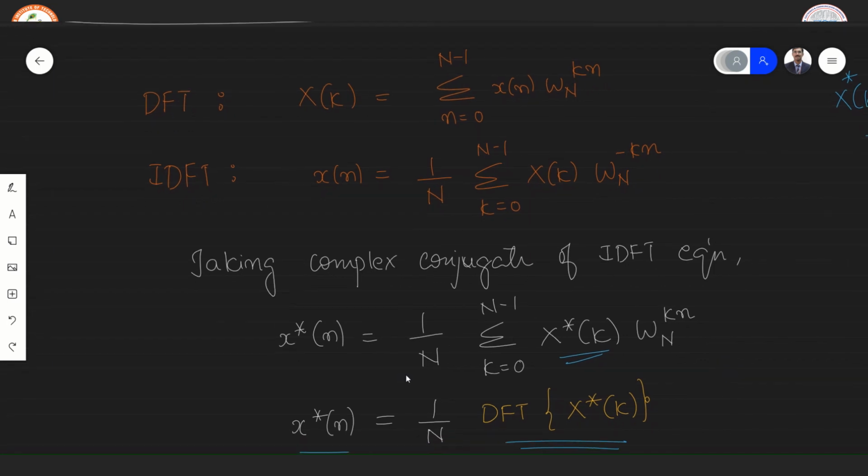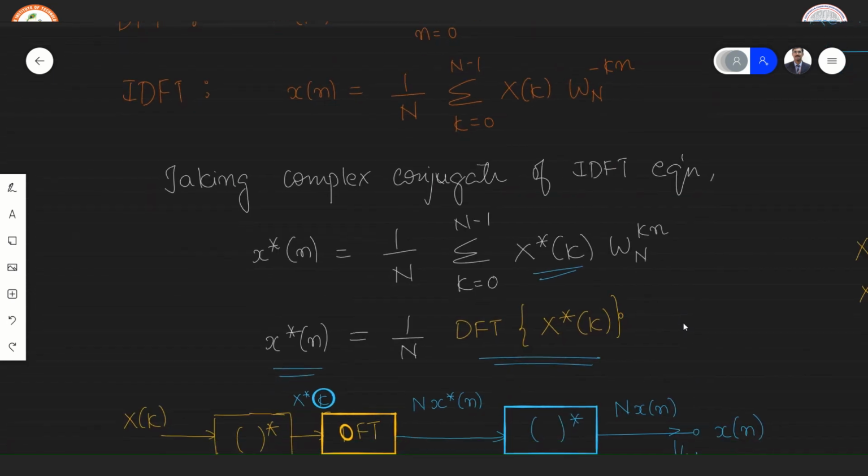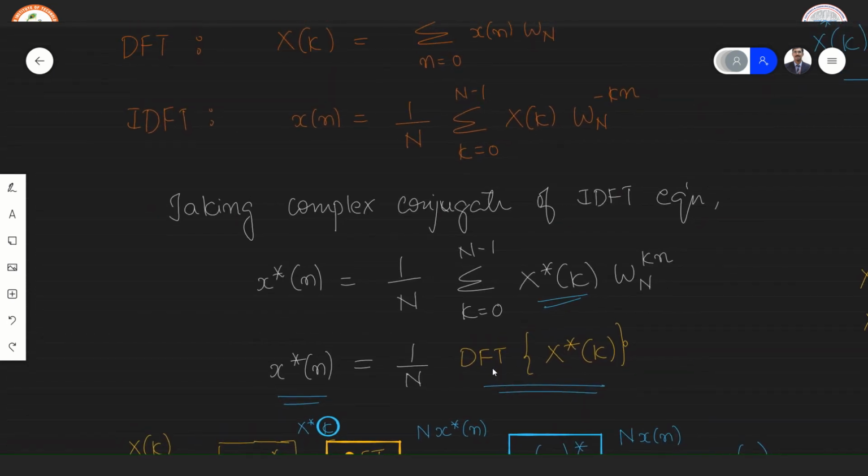Now, this equation tells us that the quantity, that is the summation, looks very much like the DFT, except for the change that we are calculating the DFT of X conjugate of k. Therefore, the summation can be replaced by DFT of X conjugate of k. Therefore, from this expression, we learn that the DFT of X conjugate of k is equal to N times x conjugate of n.